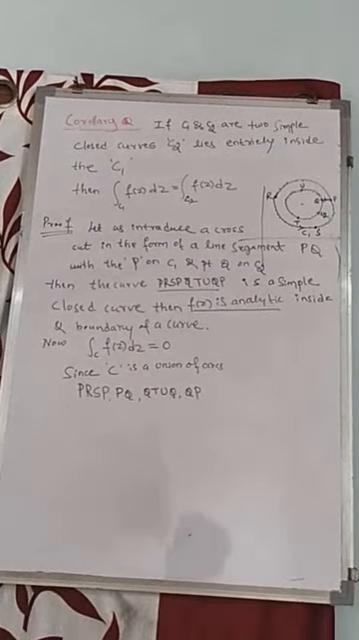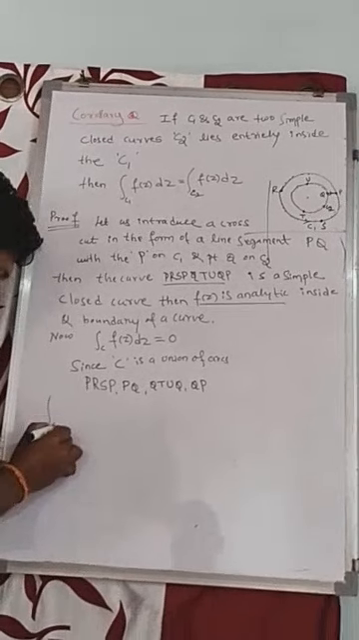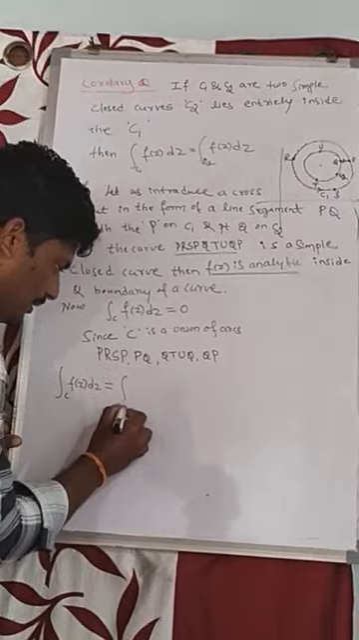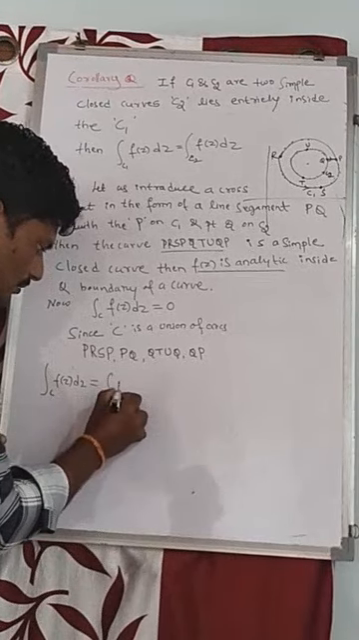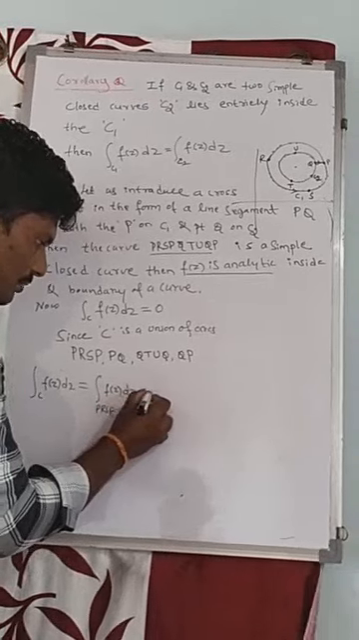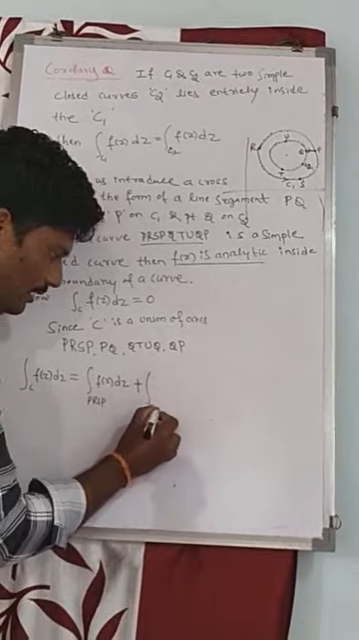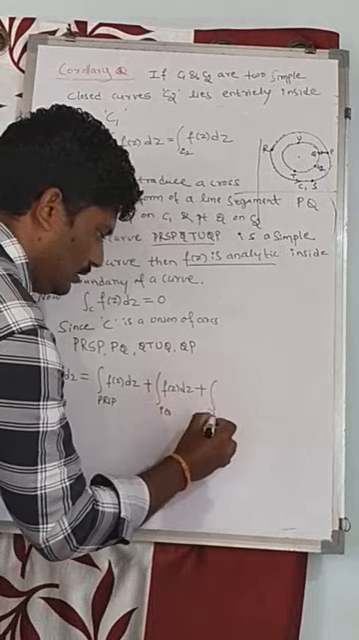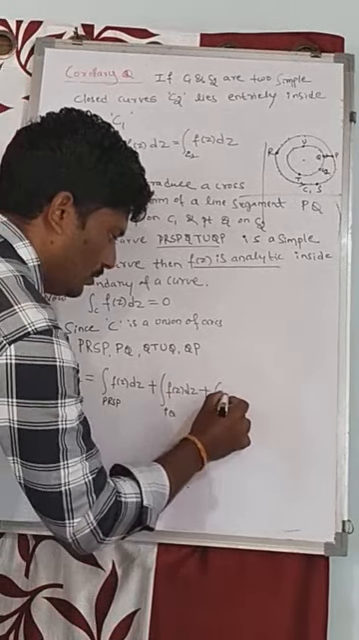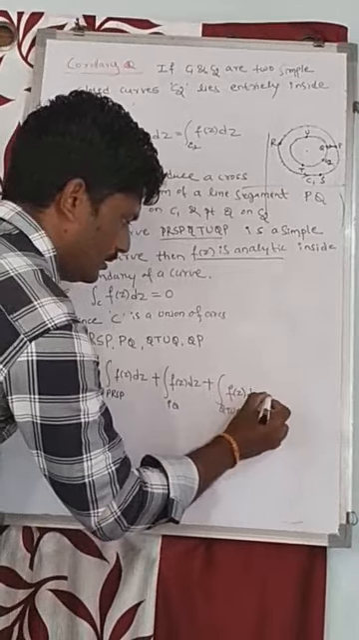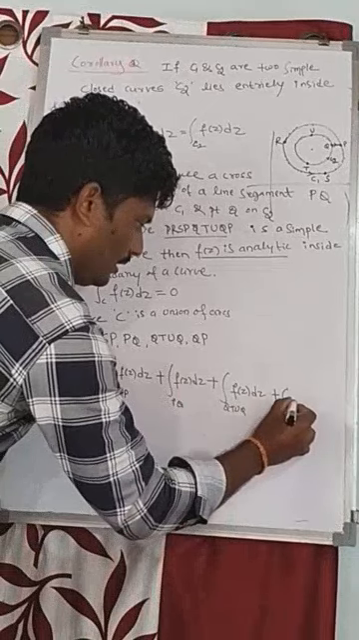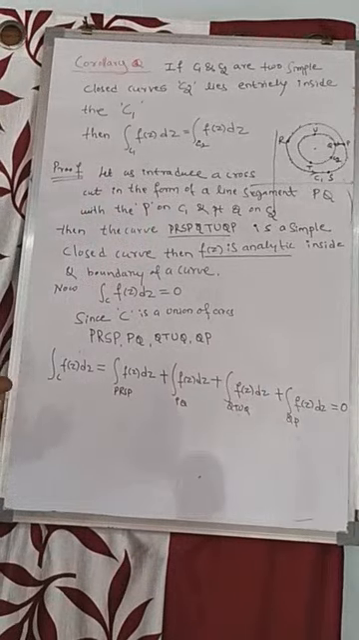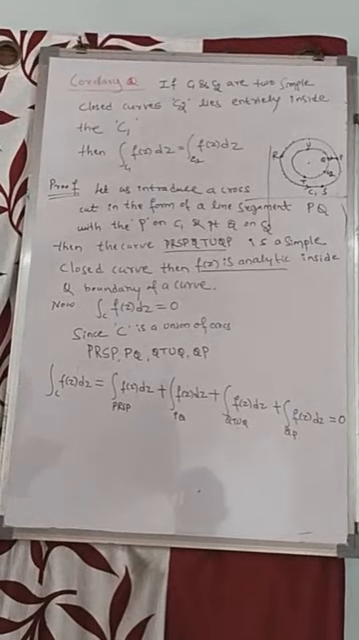Taking this union, integration over C of f of z dz equals integration over the first arc PRSP of f of z dz plus integration PQ of f of z dz plus integration QTUQ of f of z dz plus integration QP of f of z dz, equal to 0 by using Cauchy's integral theorem.